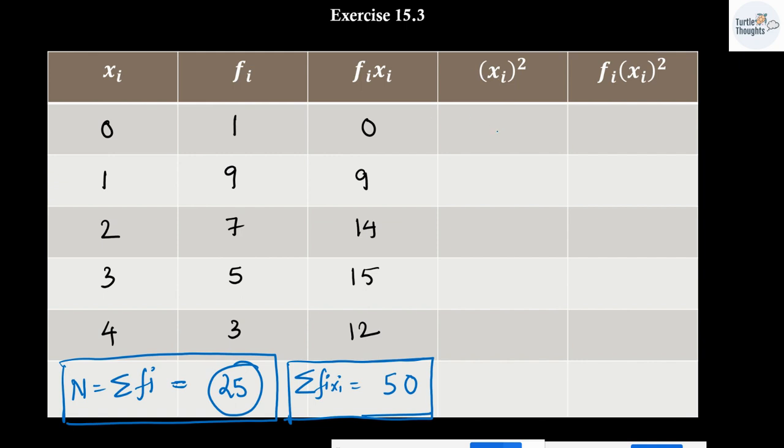Next, xi whole square. Xi whole square, here it is going to be equal to 0. 1 square is going to be 1. 2 square is going to be 4. 3 square is going to be 9. And 4 square is going to be 16. I can fill out the last table also.